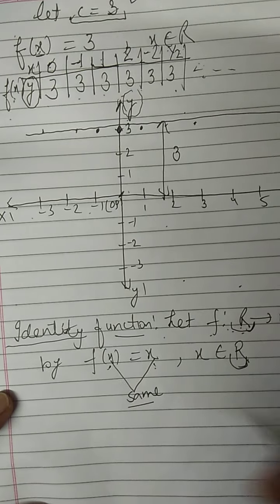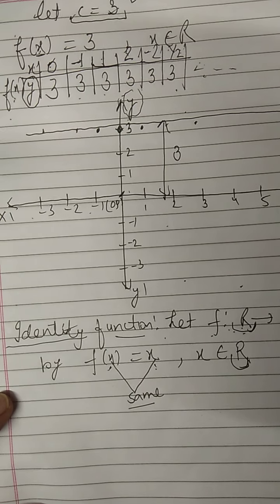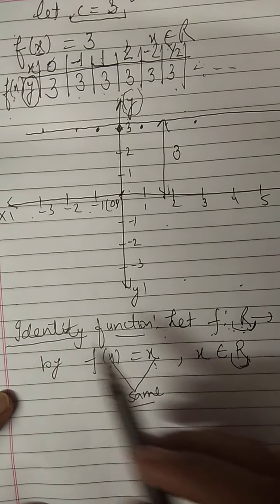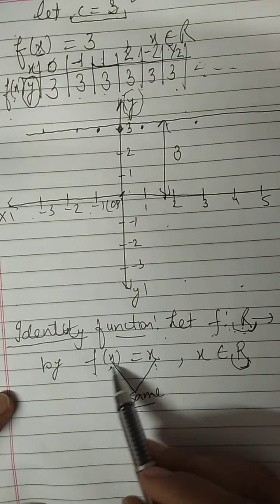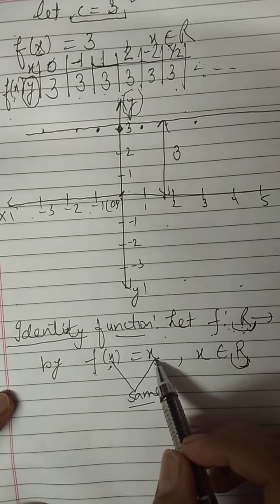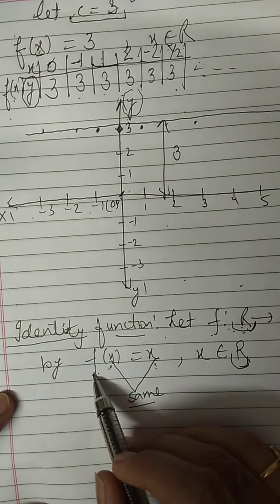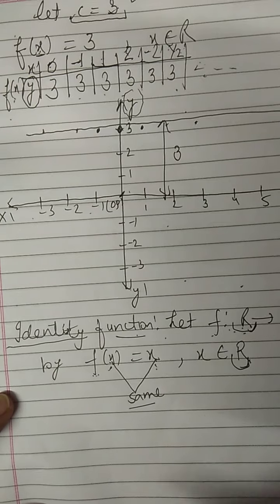So if I have to remember the concept of identity function, it does not change the identity of the input. Whatever input is there, the same is the output. So when input and output are the same under the function, that function will be called identity function.